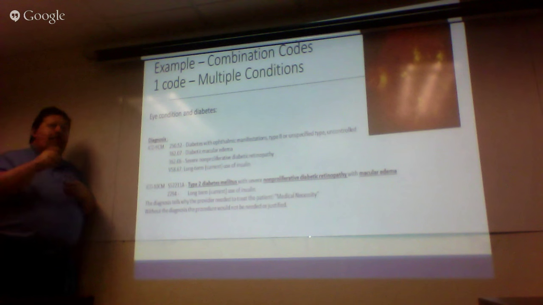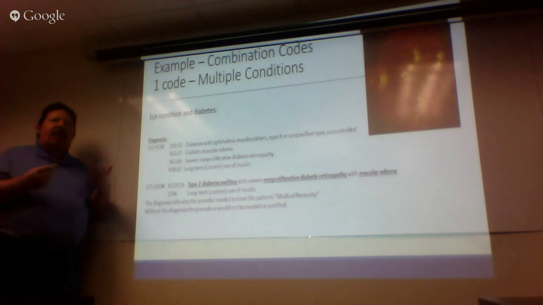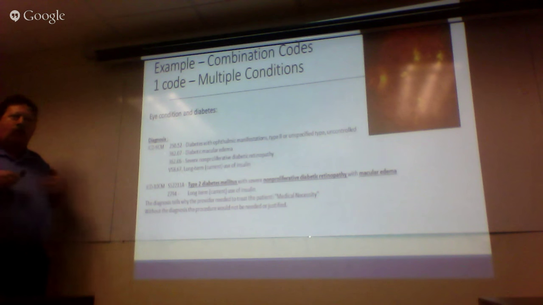So this one person who goes to the ophthalmologist has all of these things going on for that eye exam. The coding rules say they've got to use all of these codes. And this last one, the Z79.4, says long-term current use of insulin. That's a risk factor with diabetics. The longer you're on insulin, the more risk you take.